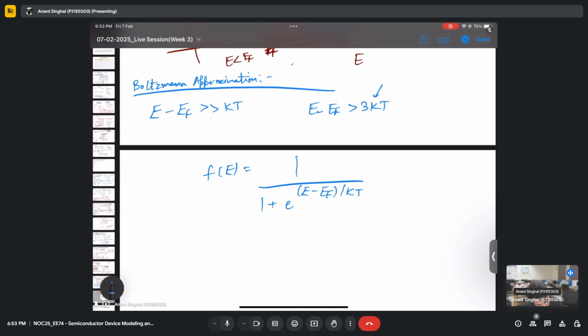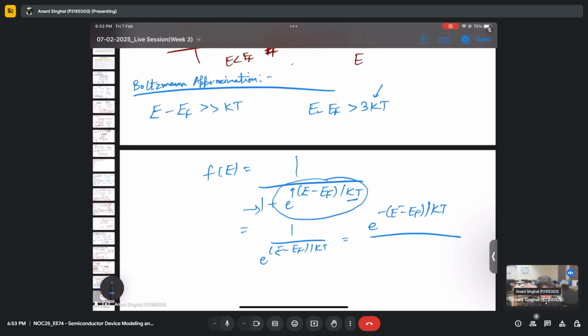But if this is very, very greater than KT, this exponential term becomes very high as compared to 1. So we just write Fe as 1 upon exponential of E minus EF over KT, which gives exponential of minus E minus EF over KT. Makes sense to everyone? This is what we call the Boltzmann approximation.